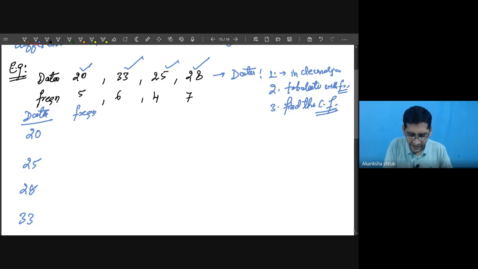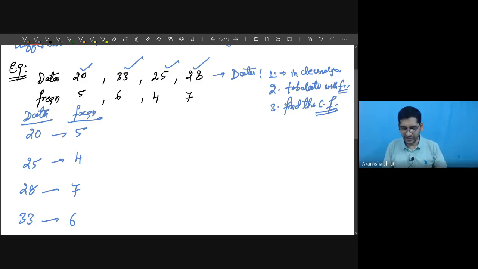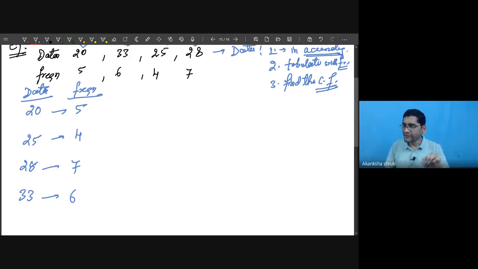Their frequency we have taken. For 20, it is 5. For 33, it is 6. So write at the respective position first. 28 is 7. And 25 is 4. Okay, student, it is this. So we have just written the data in ascending or descending order. It is better to write in ascending order rather than descending, though we can write in descending order also. Okay, student. After that, what?